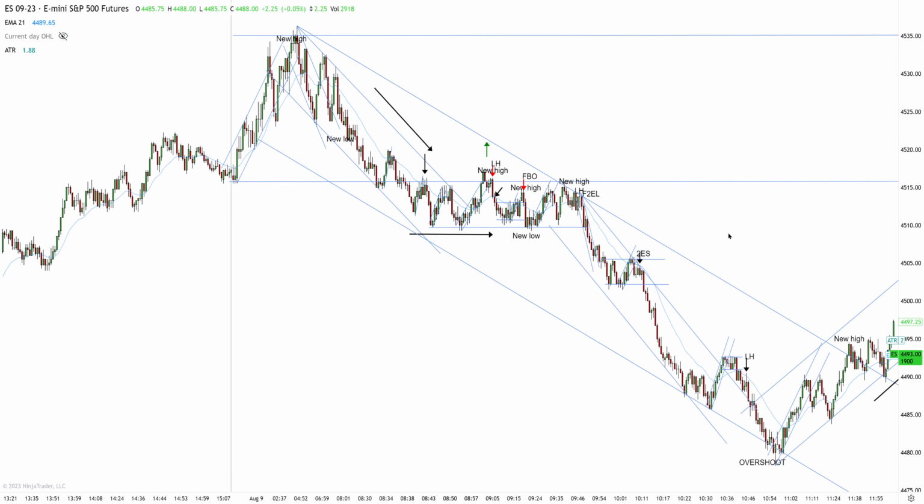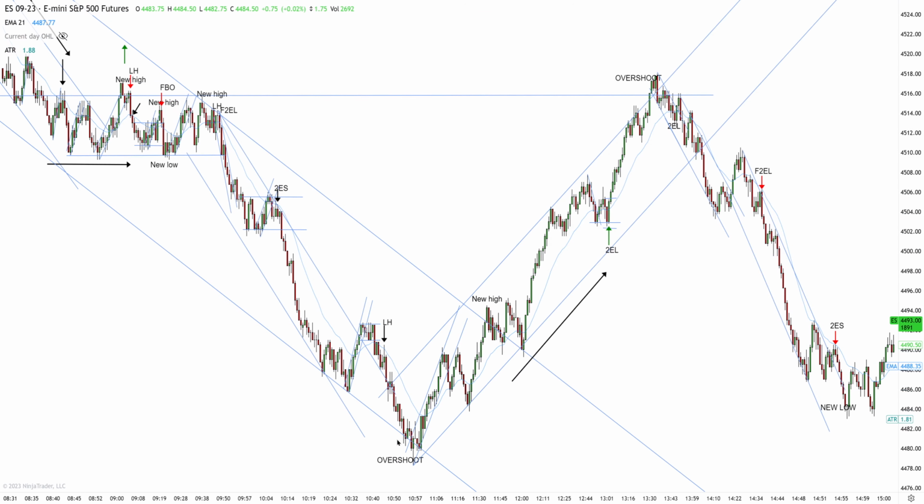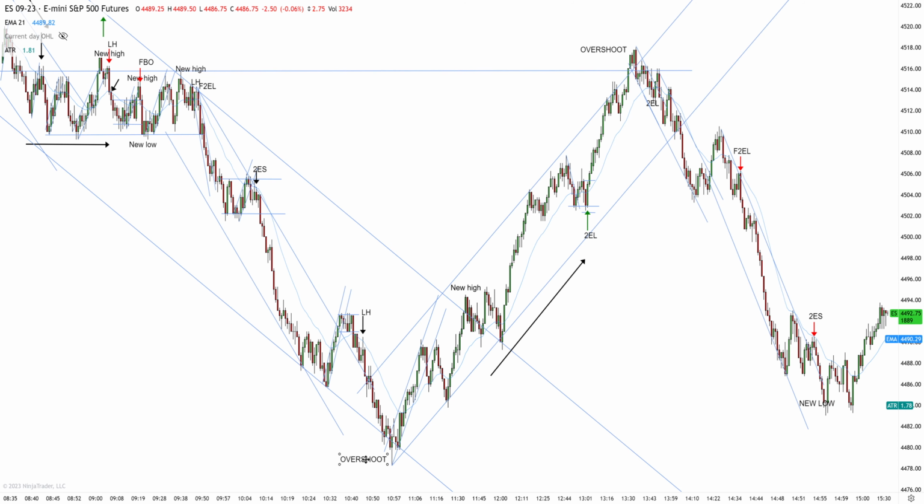So this is the overall structure for the day. Not that many setups today. The overshoots made it a little bit difficult, but it's sometimes what happens during overshoots.